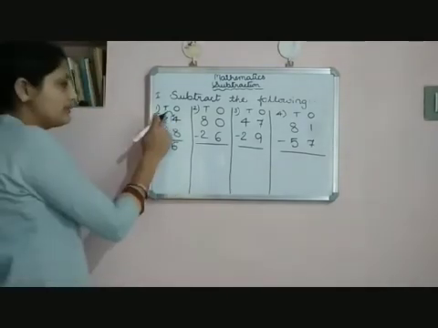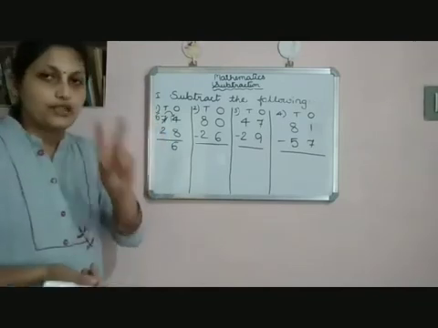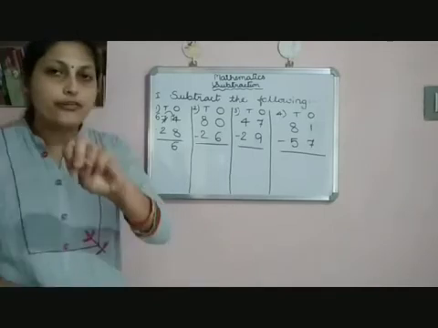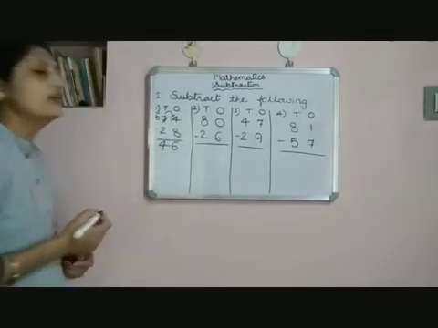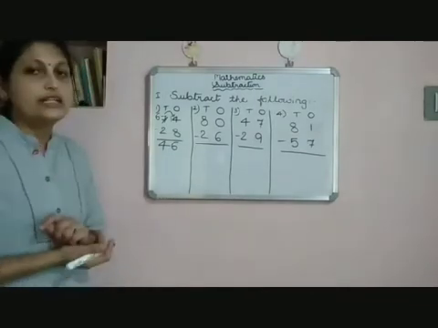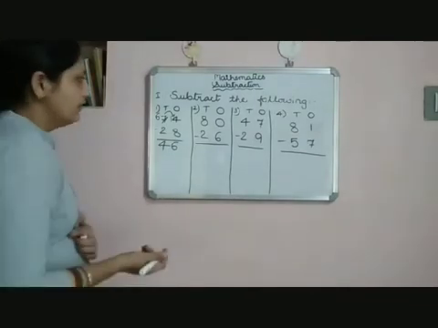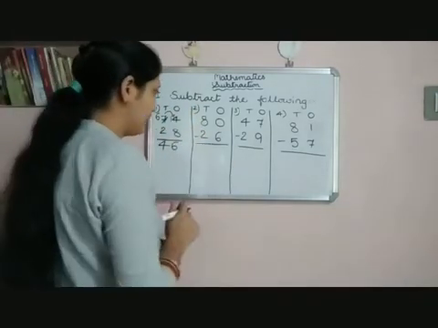So now subtract 6 minus 2. 6 minus 2 is what? 6 before 5, 4. So 6 minus 2 is 4. Answer is 46. Okay, answer is 46. Next, second one, you have 80 minus 26.